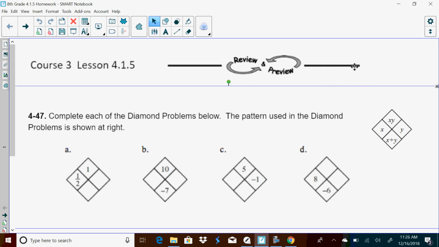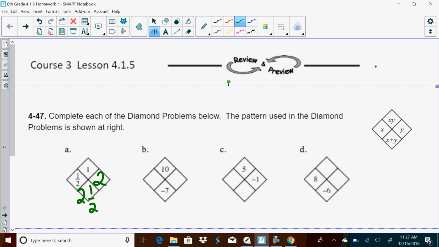Okay, here are the answers for the 415 preview. Problem number 447 said complete each diamond problem below. The pattern used is right here. So remember x and y, the top we're multiplying, the bottom we're adding. So I have to figure out what I multiplied by 1/2 to get 1. It turns out it's 2. And then 2 plus 1/2 is 2.5.